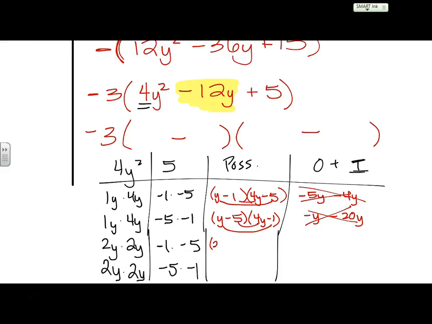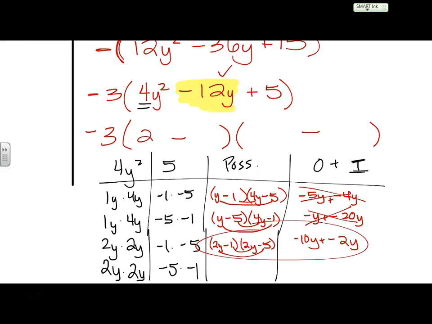So then we have 2y minus 1, and we have 2y minus 5, right? Okay, outer, negative 10y. Inner, yes. What's -10 plus -2, just like all of these? Winner, winner, chicken dinner, guys. Who knows my final answer? Up here with the -3 on the outside? 2y minus 1, 2y minus 5.